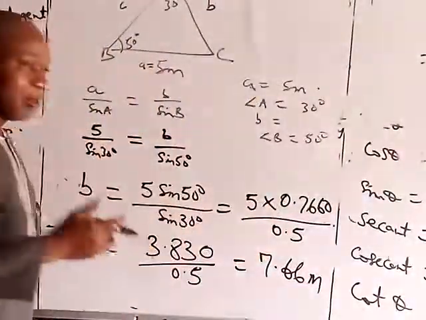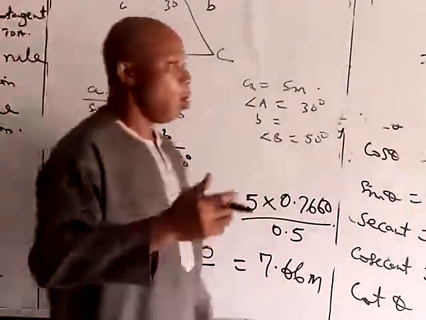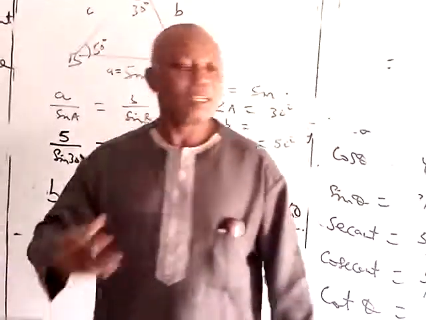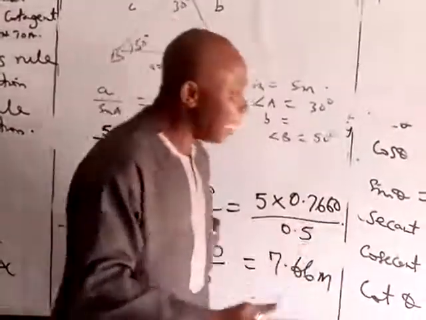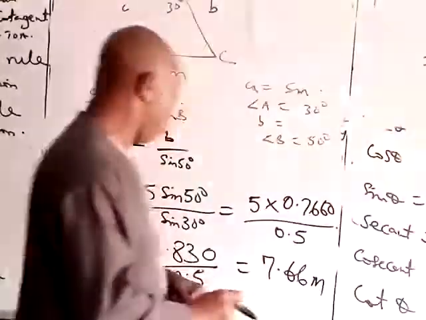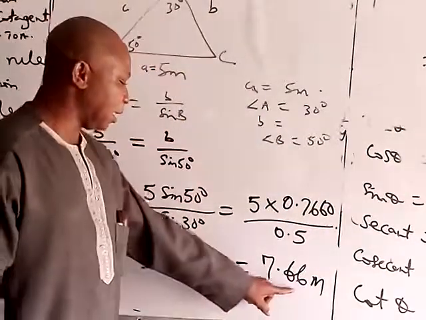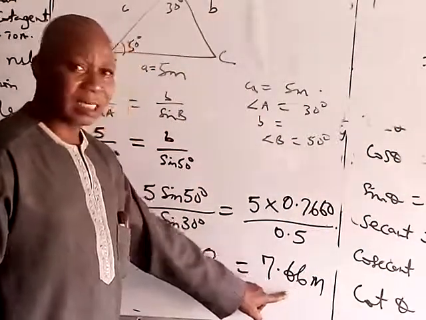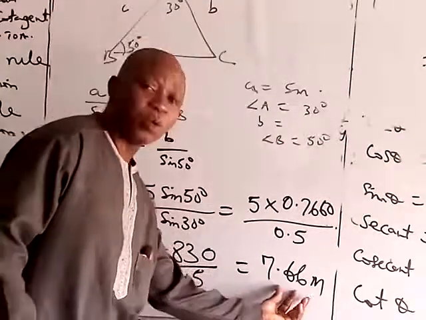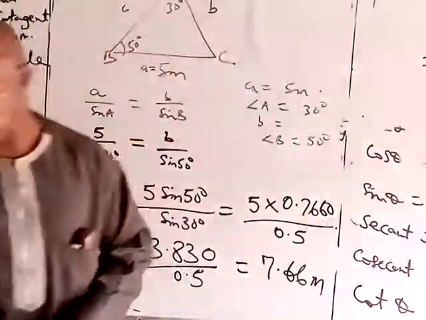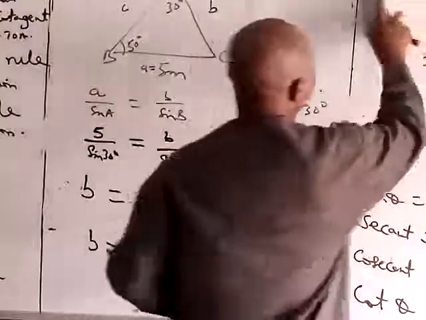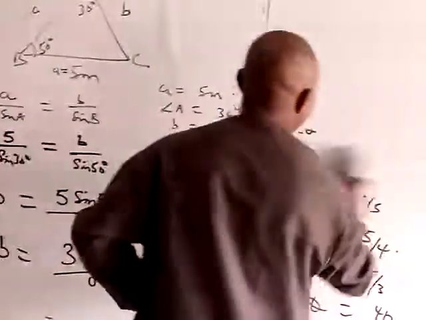Now, at times in WAEC or NECO, you'll be asked to round up to the nearest degree, nearest tenth, or 3SF in order to withdraw the accuracy mark from you. Now, 7.666 is 3 significant figures, 3SF, or you can have it to 2 decimal places.